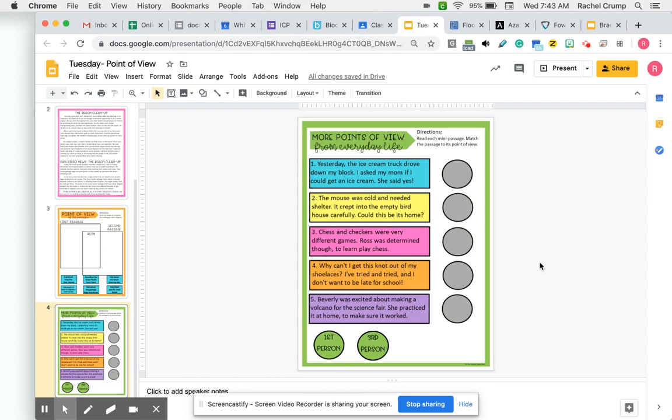Number 2. The mouse was cold and needed shelter. It crept into the empty birdhouse carefully. Could this be its home? First person or third person? Number 3. Chess and checkers were very different games. Ross was determined, though, to learn to play chess.